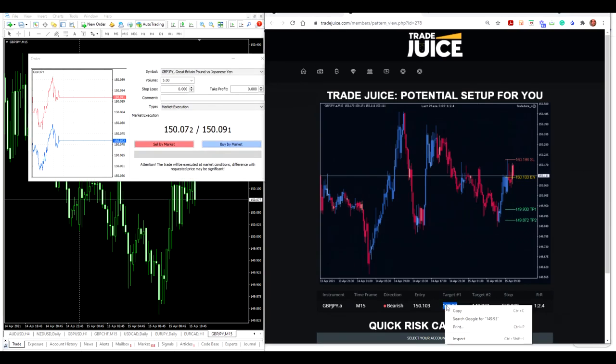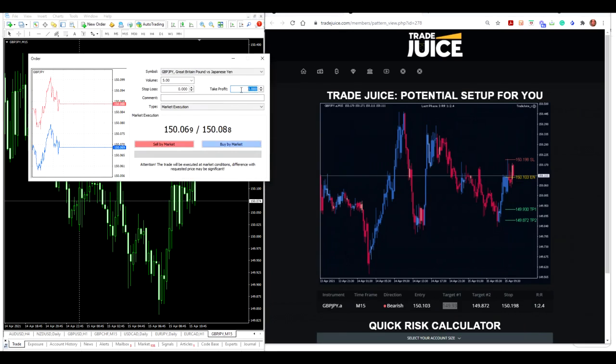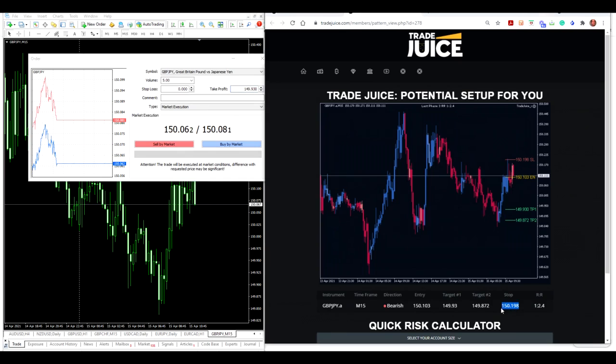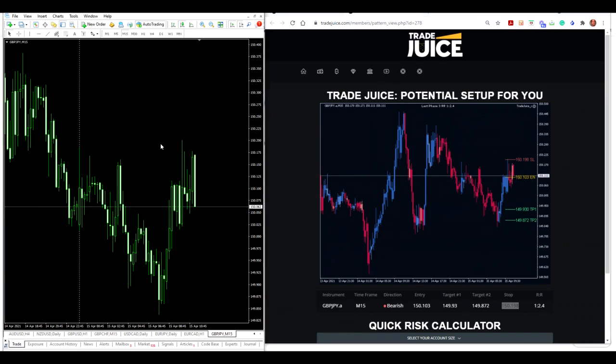I'm going to set my target, and I'm going to select my stop. Go bearish. Got in here. Stop is set up here. Take profit target is here, as indicated on the trade platform. So I'll be back to keep you posted on developments here.